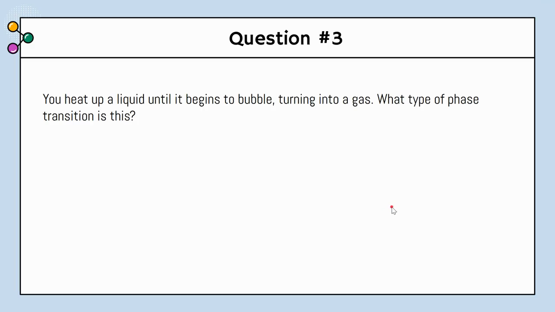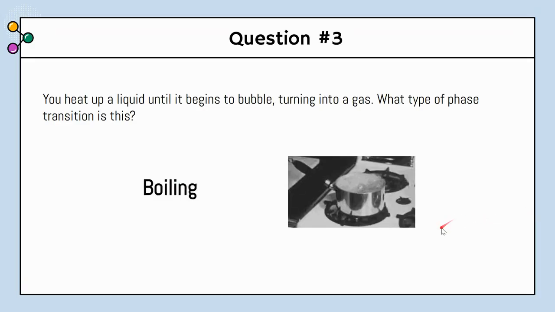So let's say we heat up a liquid until it begins to bubble and turns into a gas. What do we call that phase transition? We call that phase transition boiling. When we see a liquid bubbling into a gas, that is boiling.